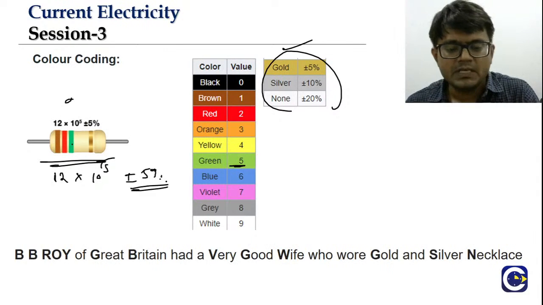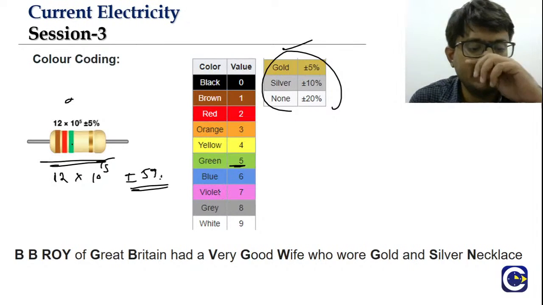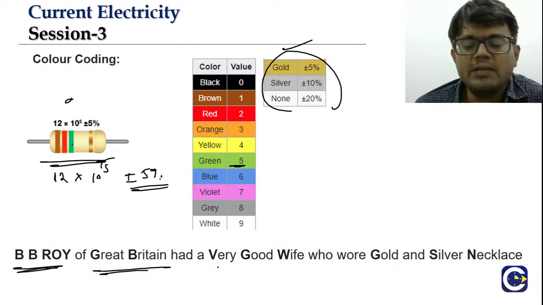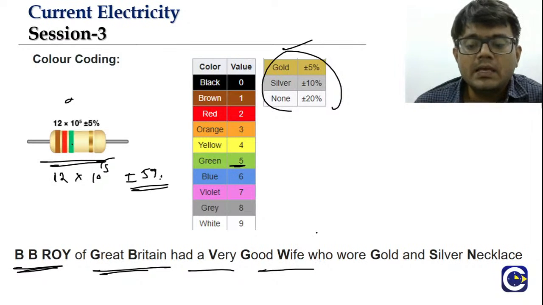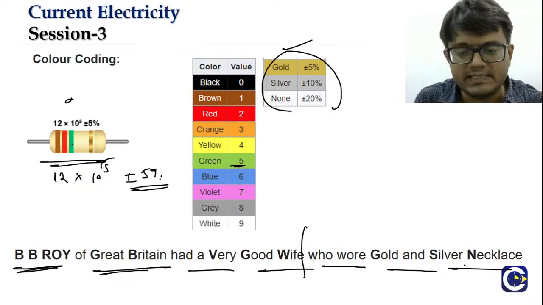இப்போ பாருங்க, this is the mnemonic. இதை வச்சுட்டு we will be able to easily remember these things. BB Roy of Great Britain is a very popular one. BB Roy of Great Britain had a very good wife. இதுல bold பண்ண letters எல்லாம் நம்ம மார்க் பண்ணோம். ஓகே, இதோட அந்த digits முடியும். Who wore gold and silver necklace.